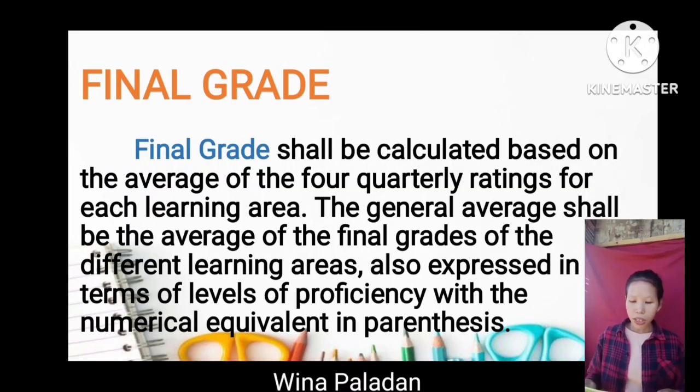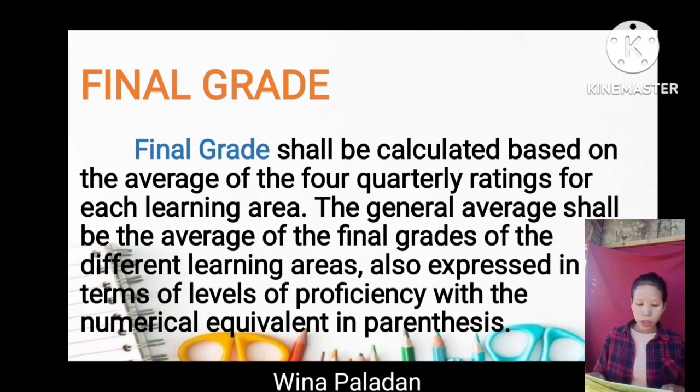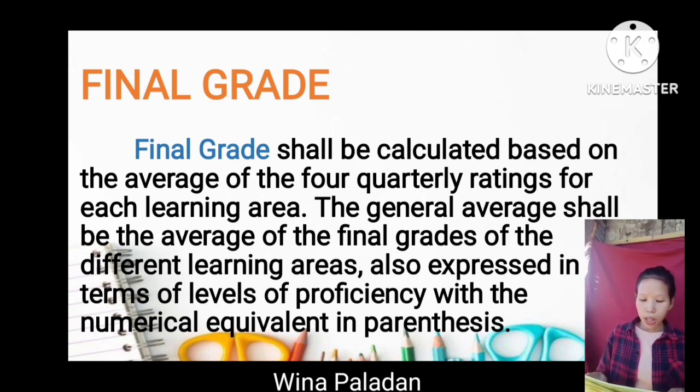Final grades shall be calculated based on the average of the four quarter ratings for each learning area. The general average shall be the average of the final grades of each learning area, with level of proficiency and numerical equivalent in parentheses.